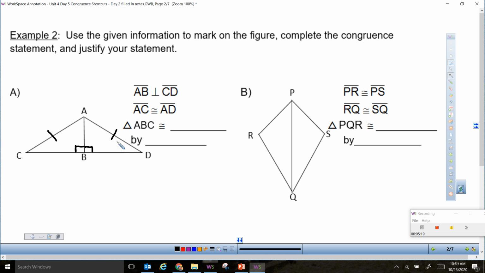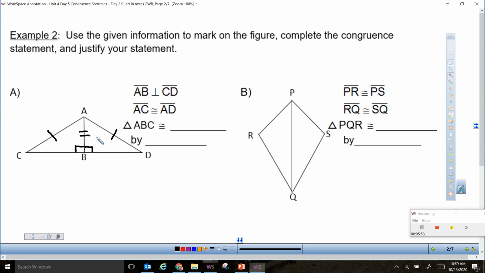And then we need to state what postulate or theorem. So it's just by side, angle, side, which postulate or theorem. So first we need to look at our diagram. So I have everything marked that was given to us. But I still need one more thing marked. So what is one more thing that I can mark here? The shared side. So if they have a shared side, mark your shared side as congruent. Now what types of triangles are these? Right triangles. If I have right triangles, which postulate could I use?